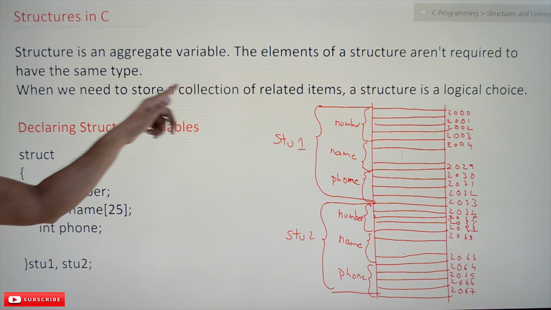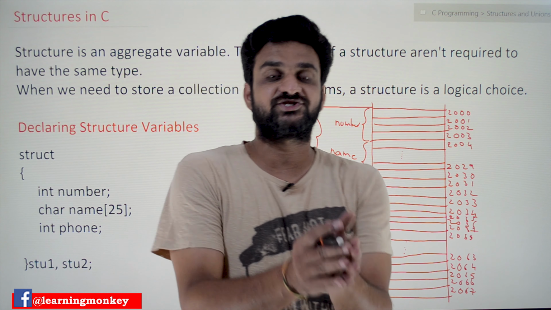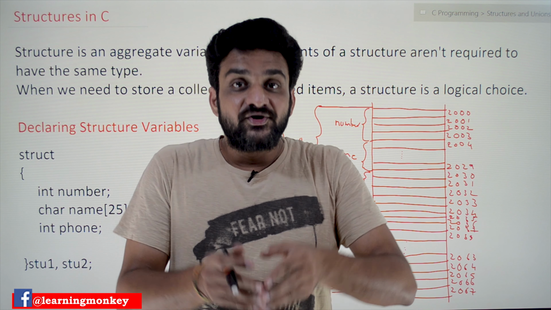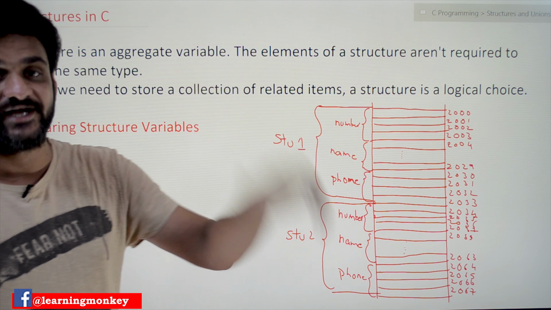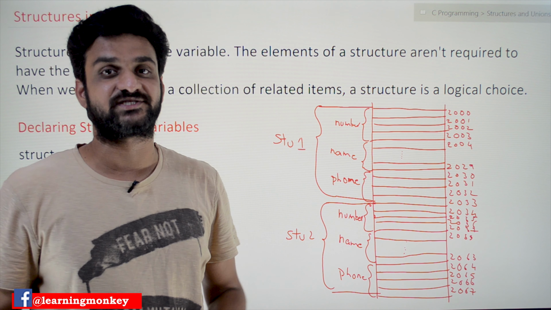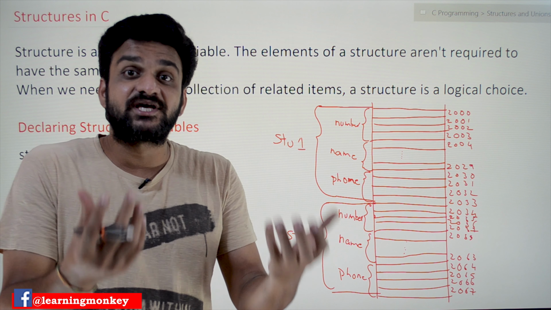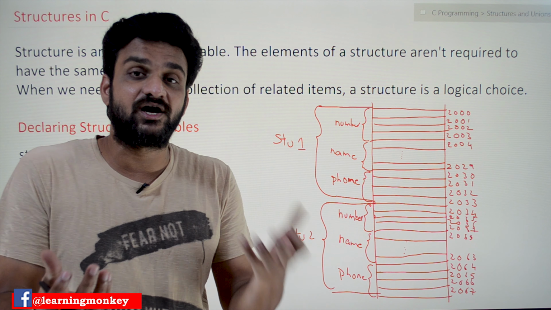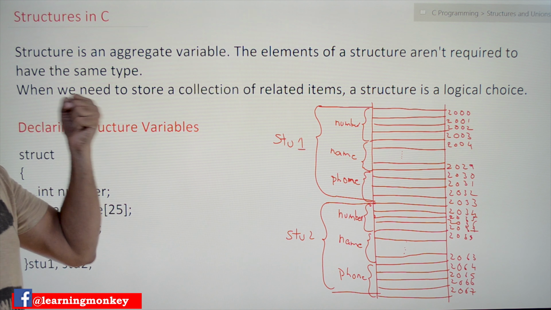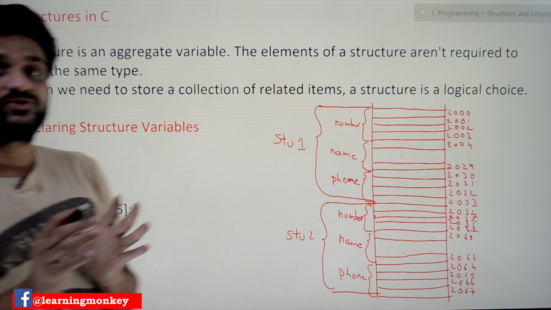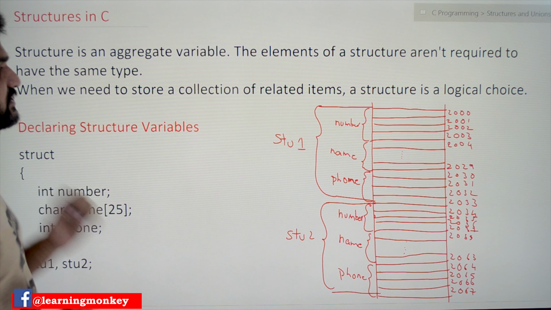When we need to store a collection of related items, a structure is a logical choice. So a structure is going to be a good choice whenever we want to store a collection of related items. This point is very important to understand. A collection of related items. What kind of variables can satisfy the definition of a structure? For example, if you want to store the data of a student.